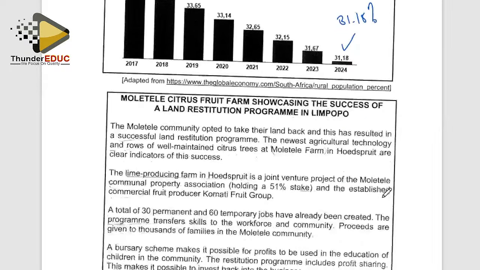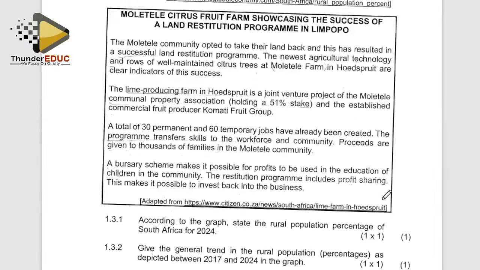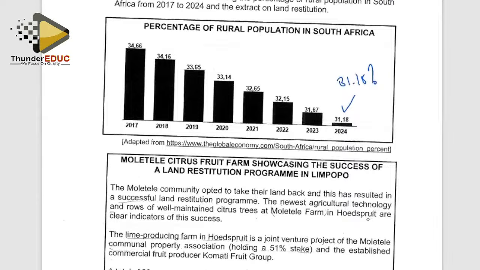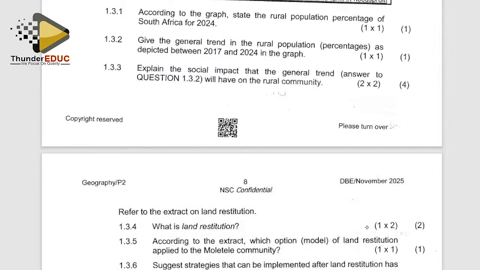That's the percentage. Then give the general trend of the rural population percentages as depicted in 2017 and 2024. From 2017, we are seeing that in 2017 it was 34.66, and in 2024 it's now 31.18. What is the trend? A trend can either be a decrease or an increase. So if we look at this trend here, it's downward. As time is progressing, the figures are going down. So the trend is decreasing. The figures are decreasing. That's the trend between 2017 and 2024. The trend is decreasing.